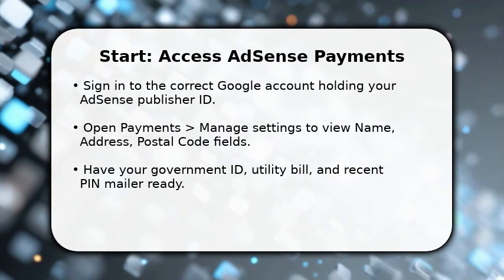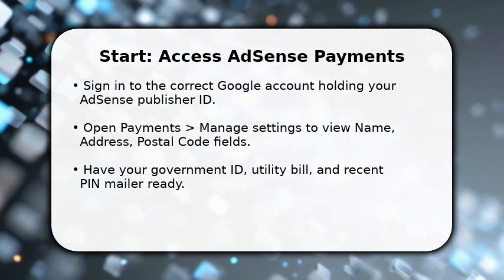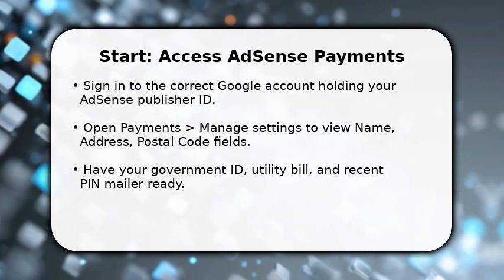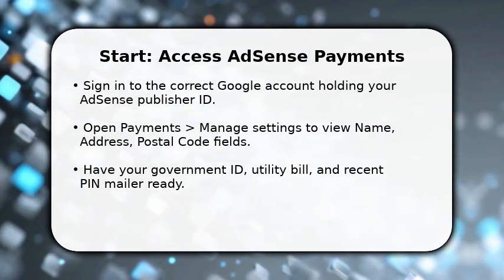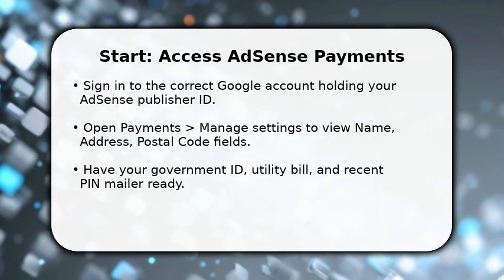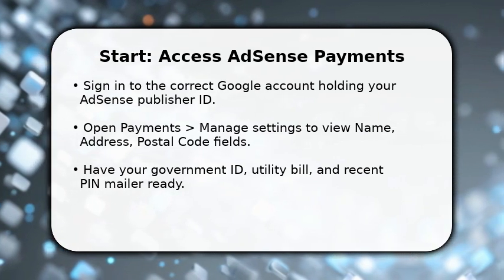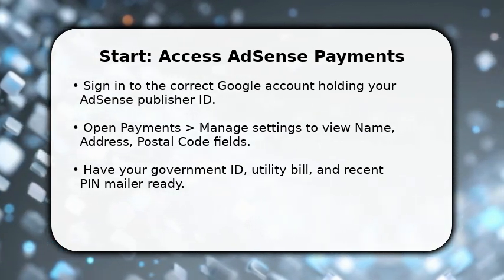You begin by signing into the exact Google account tied to your AdSense publisher ID so you see the correct profile. Once logged in, go straight to Payments, then Manage Settings to expose name, address, and postal code fields. This is where Google pulls payout mailers and verification data.